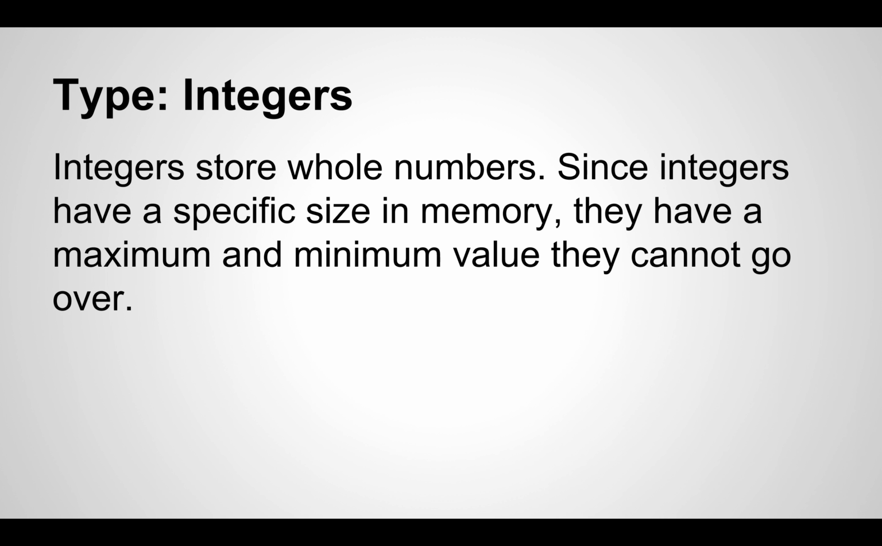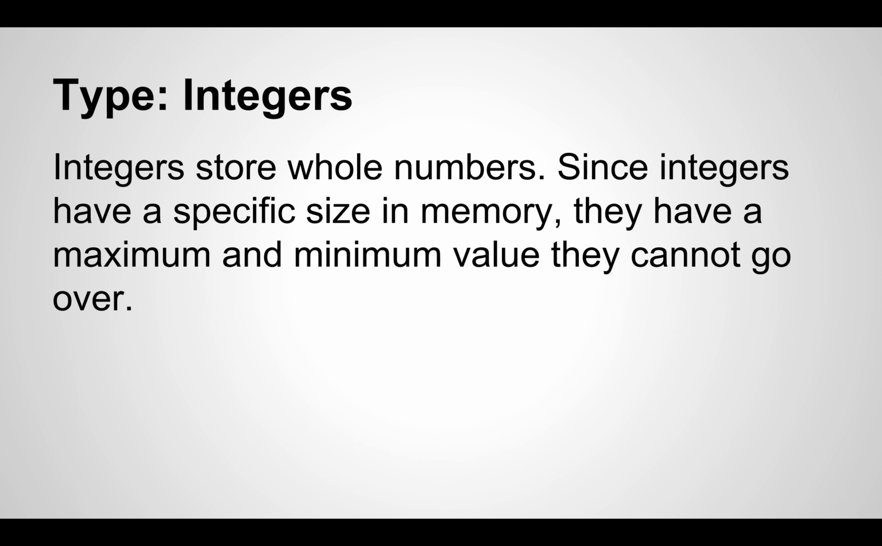Moving on. The first type that I was referring to was integers, or int. Integers are probably the easiest ones to work with. They store whole numbers. And since integers have a specific size in memory, they have a maximum and a minimum value they cannot go over. Let's say in memory, if it uses 8 spots, you can only make X amount of values. So you have to know that. And there are different types of integers to deal with different sizes of value.